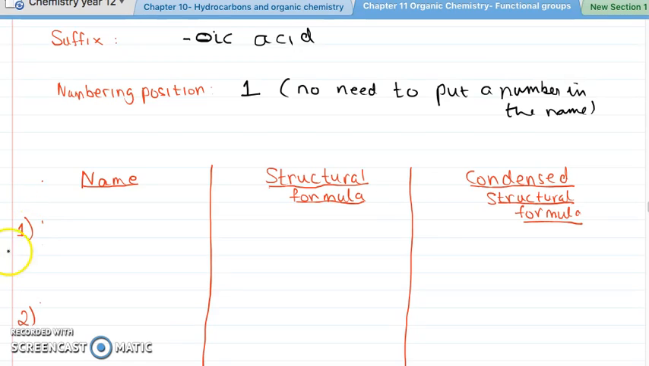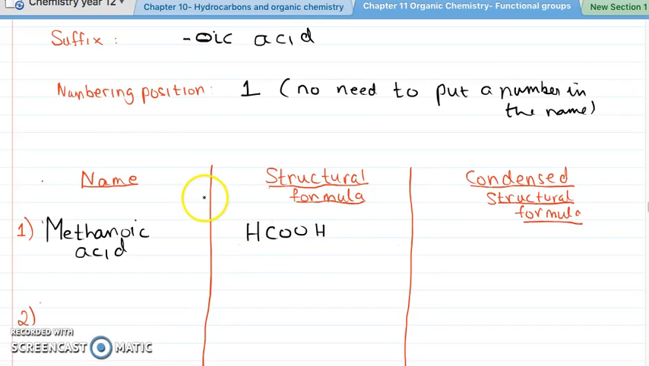Let's just go through a few acids. The first one is methanoic acid. This is the acid that is found in red ant bites. So HCOOH. Oops, structural formula, as always, I forget that. H, C double bond O, OH. The condensed structural formula is HCOOH.